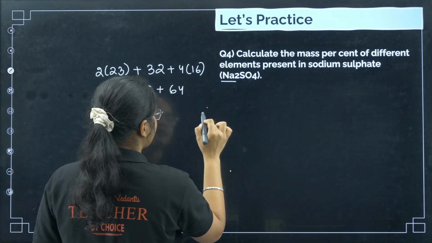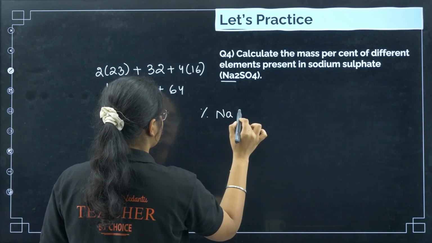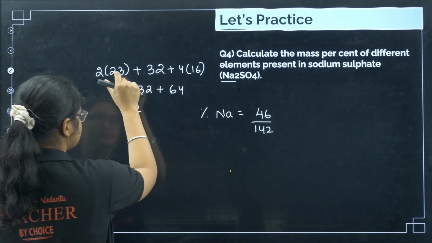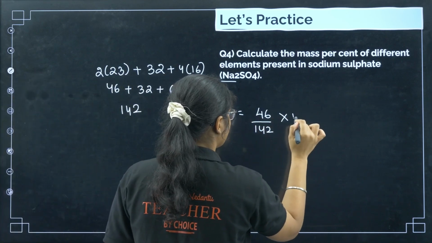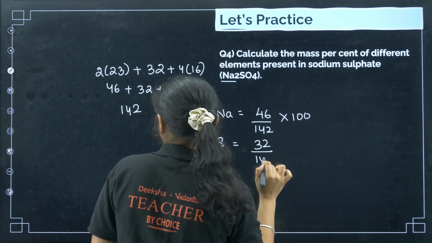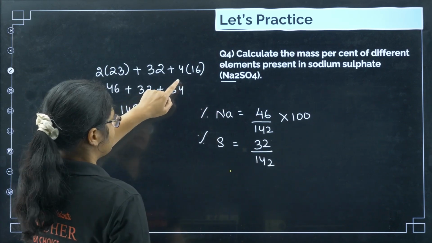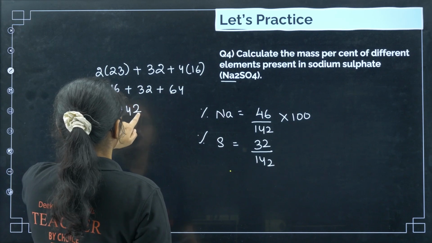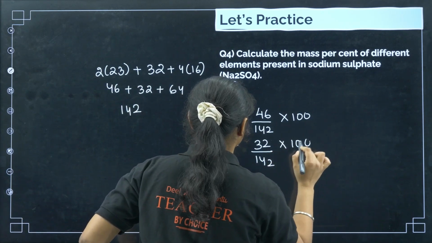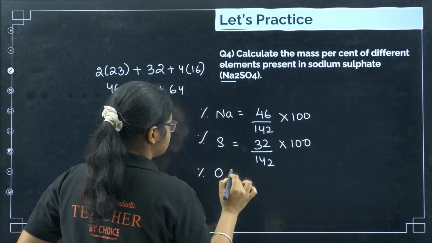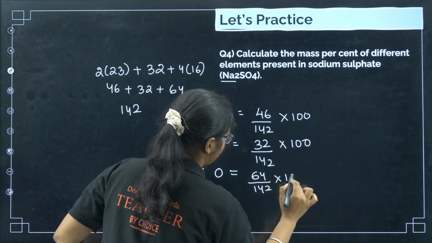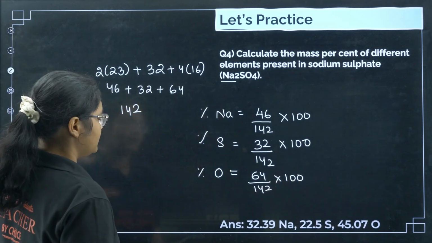Now if I want to calculate the percentage of sodium, that will be 46 by 142, total mass of sodium divided by the total mass, into 100. If you want to calculate the percentage of sulfur, it is 32 by 142. Just check this calculation, whether I have done it correctly or not. Yes, I think it is correct, but this is the formula. But once again, you check the calculation because my calculations are a little bit off. Then 64 by 142 into 100. If I solve this, I'll be getting these values.